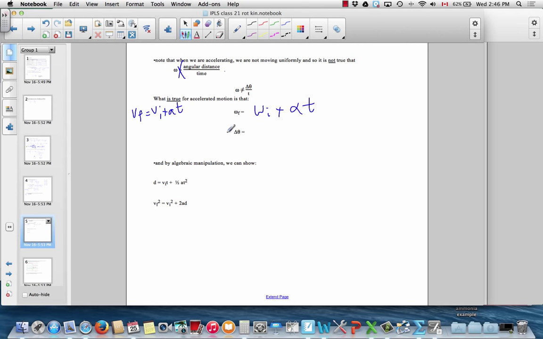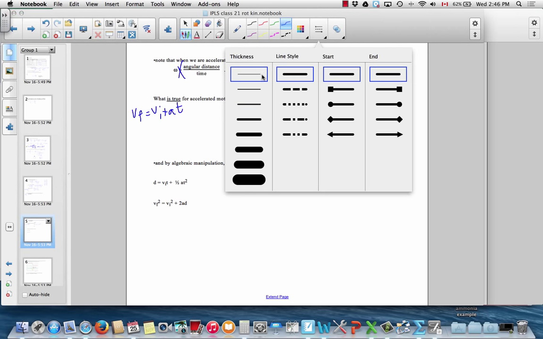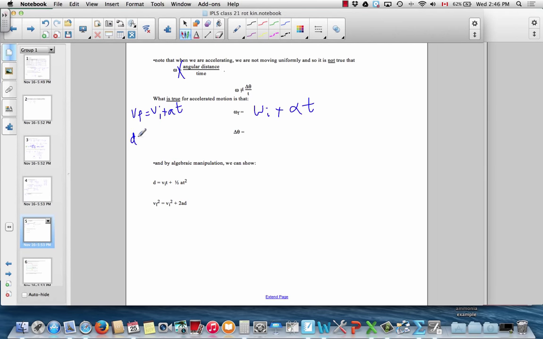And how do you find a displacement? Well, a displacement is not a velocity times time. Whoops, writing the wrong one. Sorry, just getting ahead of myself there. A displacement is an average velocity times time. And when you're accelerating constantly, your average velocity is just the sum of the velocities over 2. Same thing here for an angular displacement. It's the average angular velocity times time.